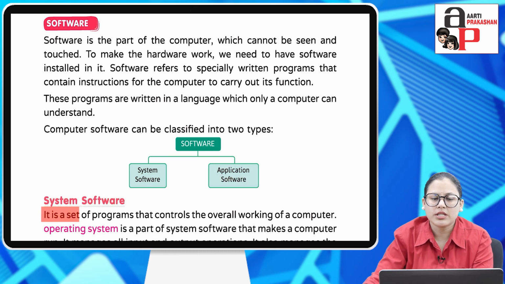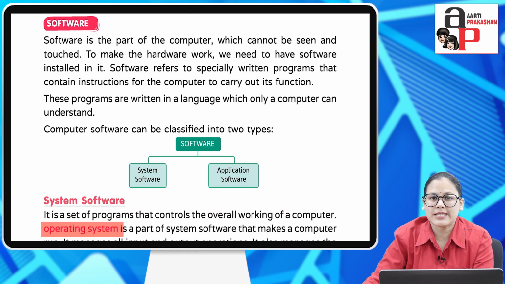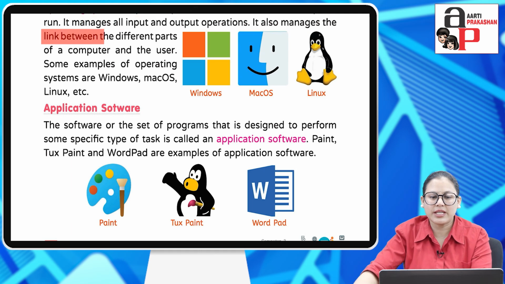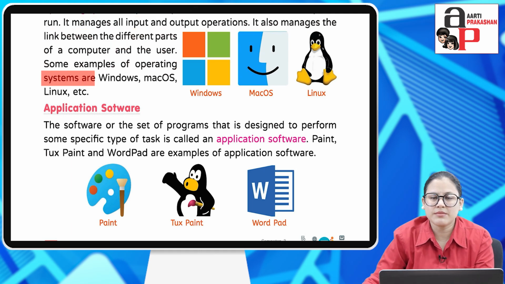System software is a set of programs that controls the overall working of a computer. Okay, operating system is a part of system software that makes a computer run. It manages all input and output operations. It also manages the link between the different parts of a computer and the user. Some examples of operating systems are Windows, Mac OS, Linux, etc.